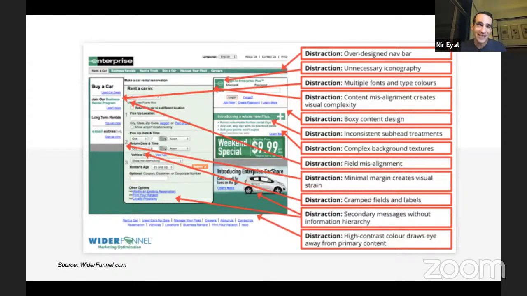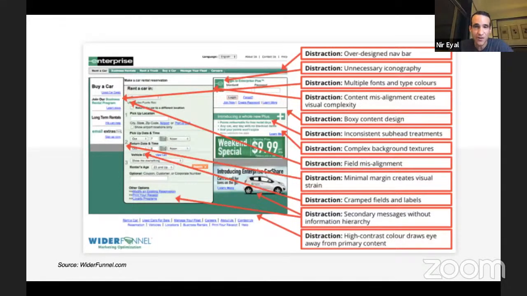And so what this did was increase cognitive load. The customer has to think, I just want to rent a car. How do I do that? And so what they saw was that all this distraction limits the action that both the company and the customer want to take.